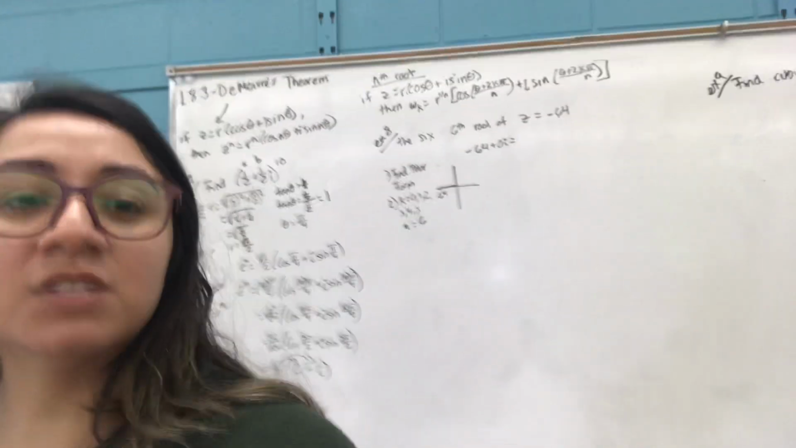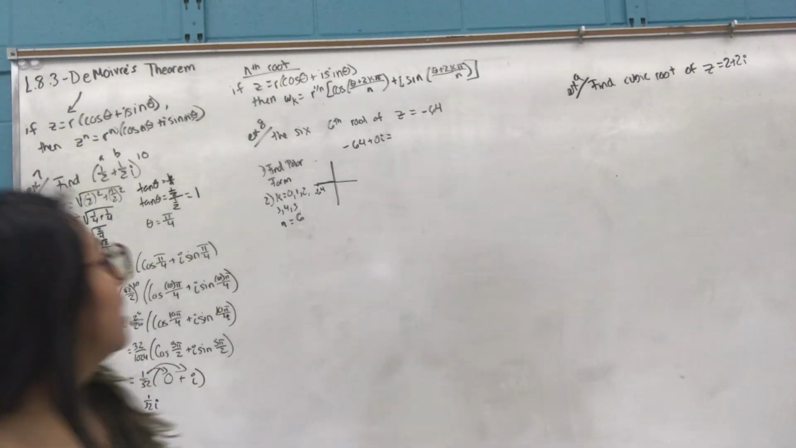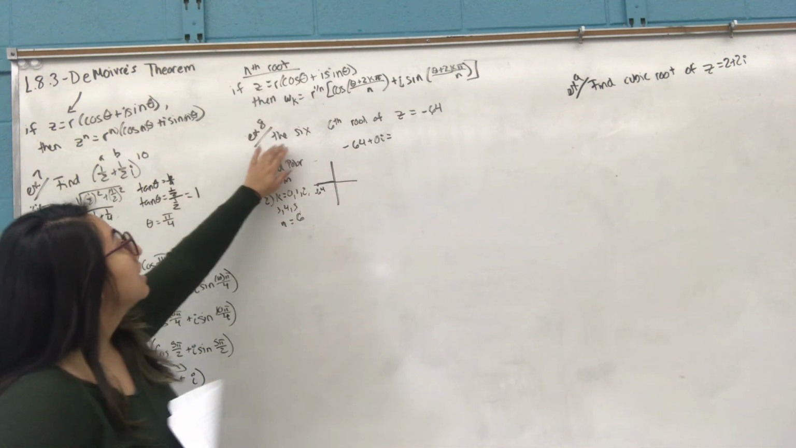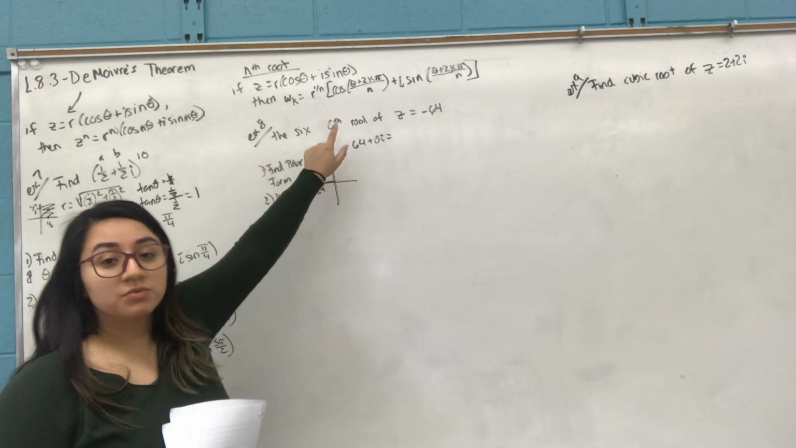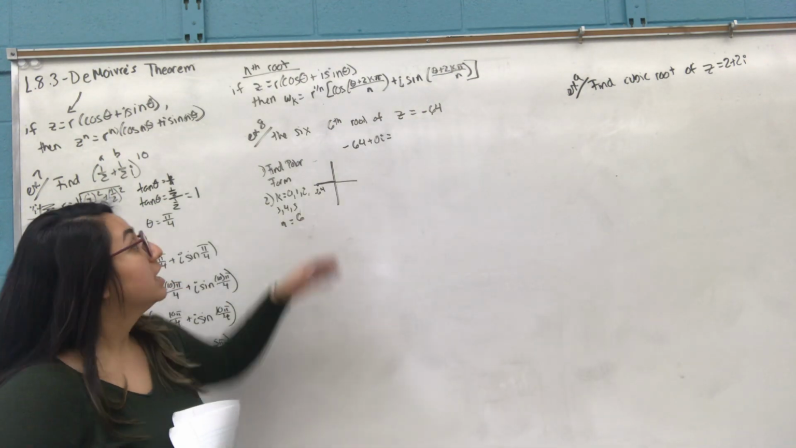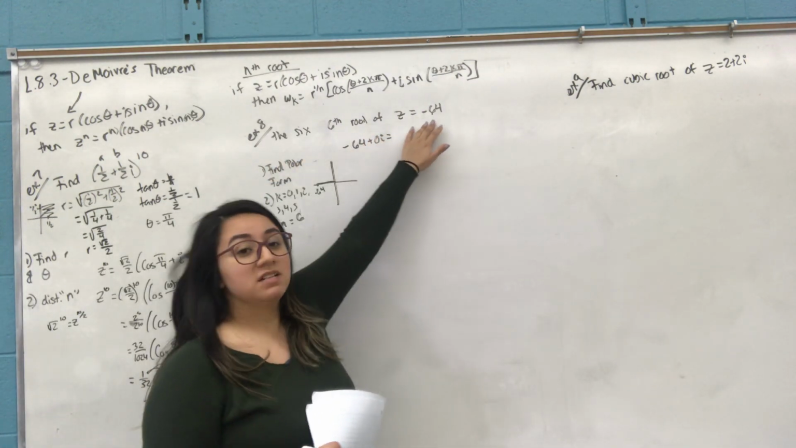Next one. So it gets a little bit more complicated. I'm going to make it pretty big so I can show you. The book has 6 different ways. So here it says, find the sixth root. So here now we're identifying everything based on their roots. z is equal to negative 64.